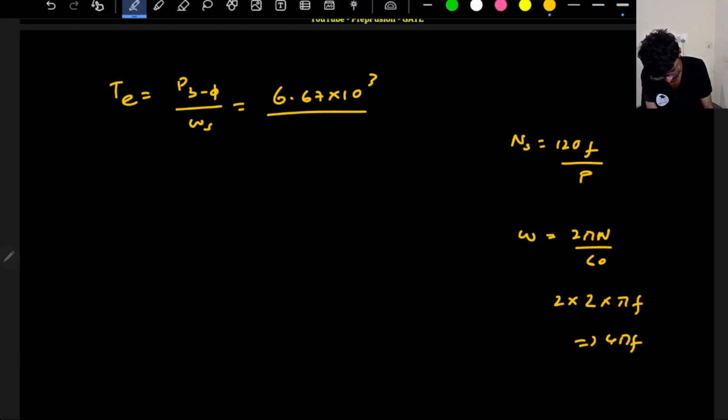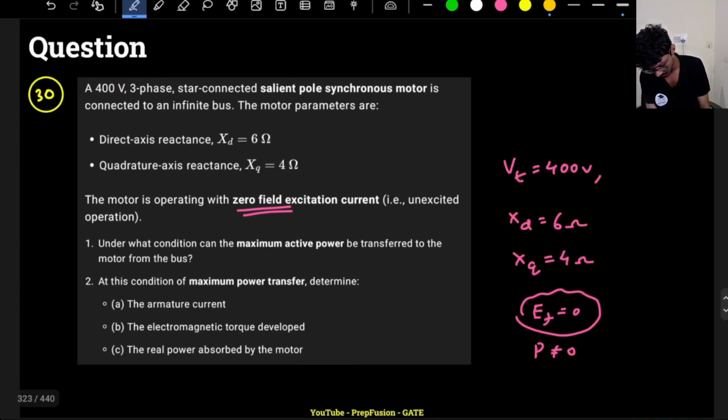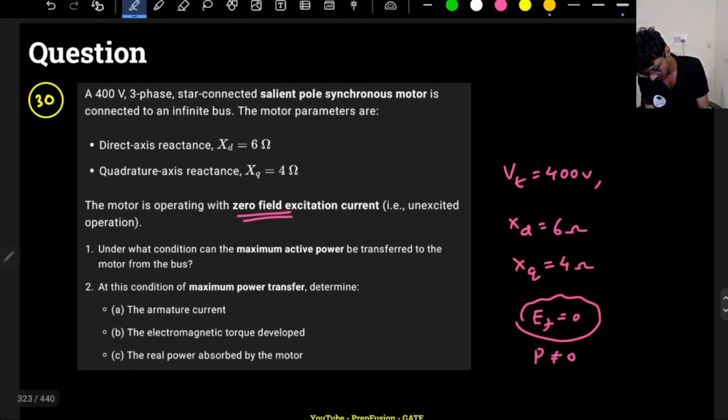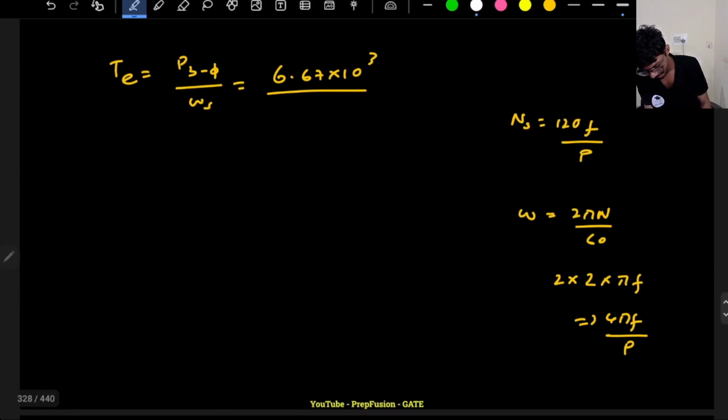Oh, divided by P is also there, sorry. One mistake I made: the number of poles is not given, so the number of poles should be there. Let's take a two pole machine. P is 2, this is my mistake. So if P is 2, then I can simply write 4 pi F, 4 into pi into F, F is 50 hertz, divided by 2. This is my omega s.